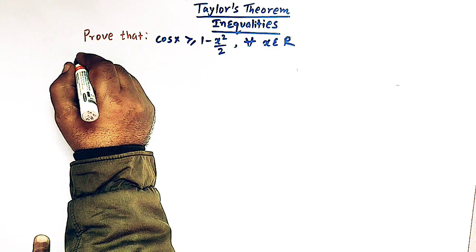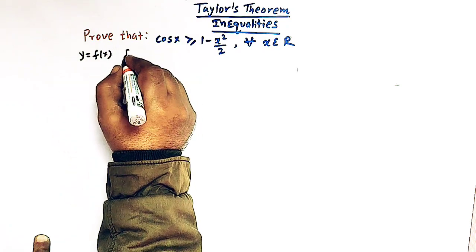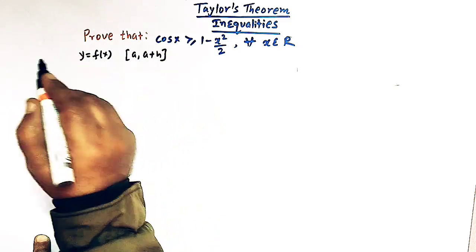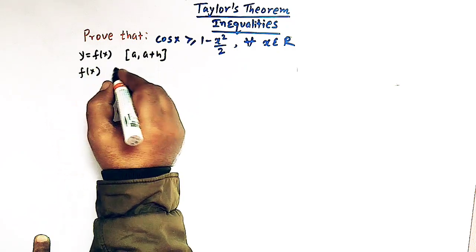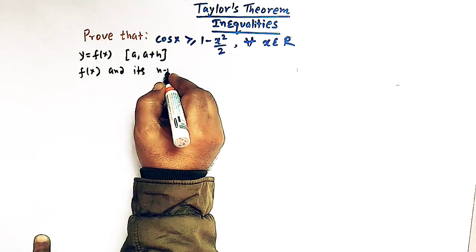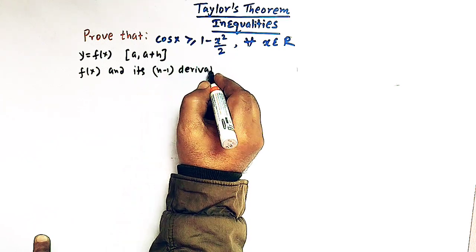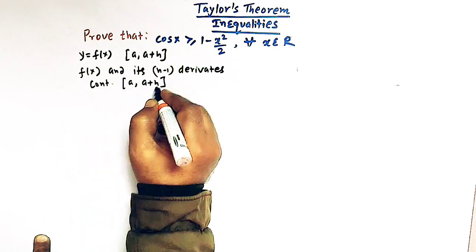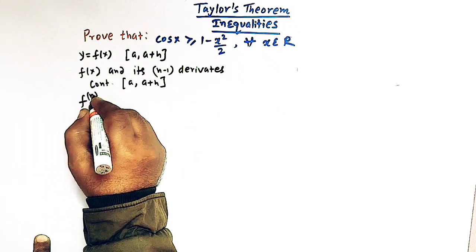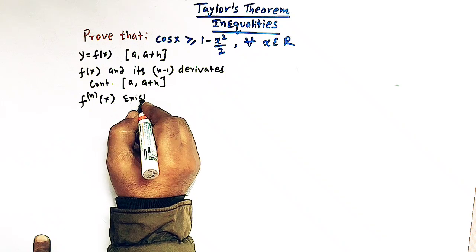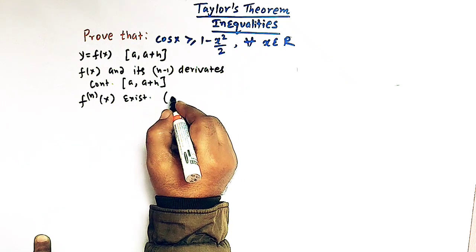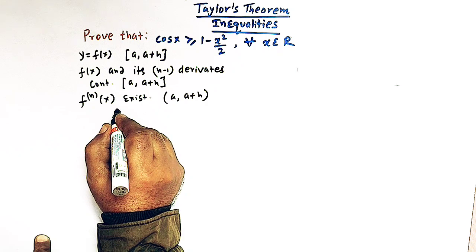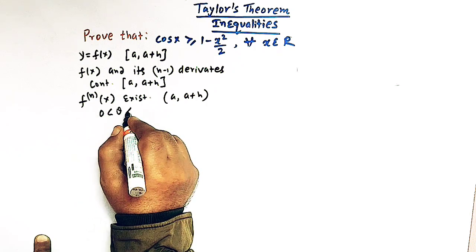Now let us consider a function, say y is equal to f of x, which is defined in some interval, the closed interval [a, a+h]. If this function satisfies the condition that f of x and its first n minus 1 derivatives are continuous in the closed interval [a, a+h], and moreover the nth derivative f^(n)(x) exists for all values of x in the open interval (a, a+h), then there exists at least one number theta such that theta lies between 0 and 1.